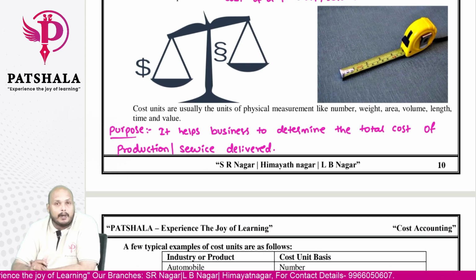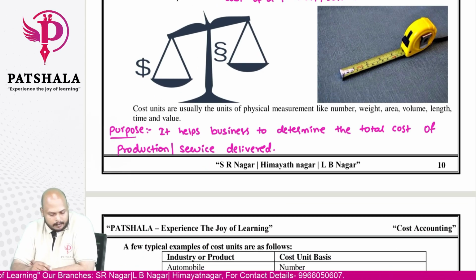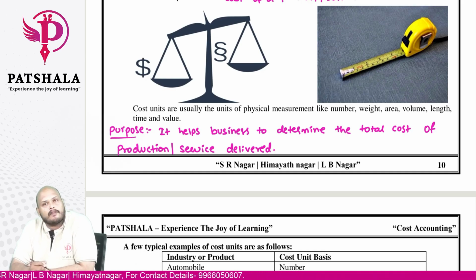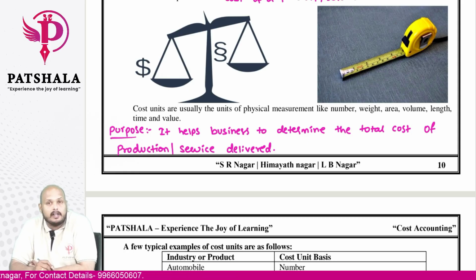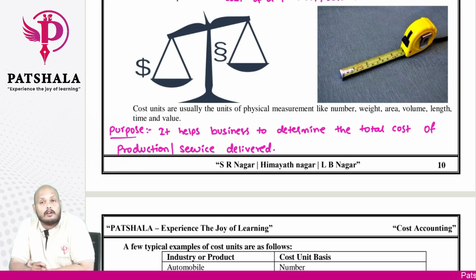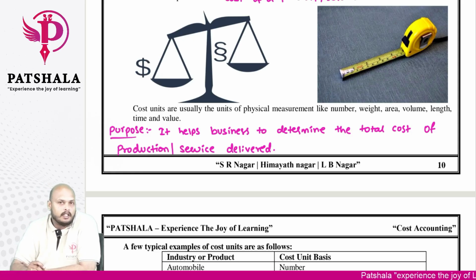So what is the main purpose they will use this cost unit? It helps the business to determine the total cost of a production or service delivered. So for that purpose we will use this cost unit. Cost unit is generally used to determine the cost of a product or a service which is delivered. That is called a cost unit.